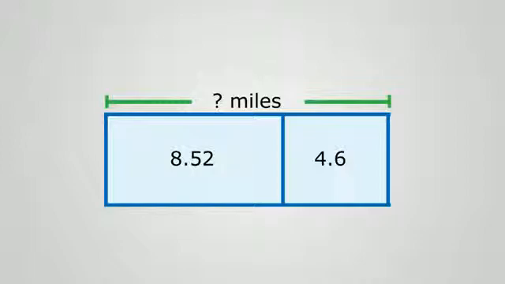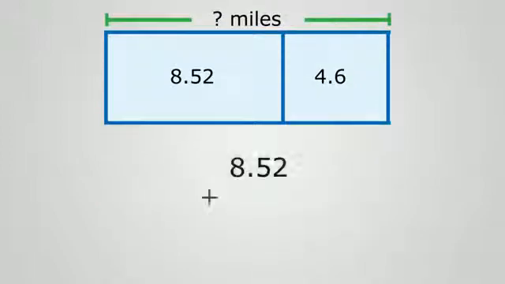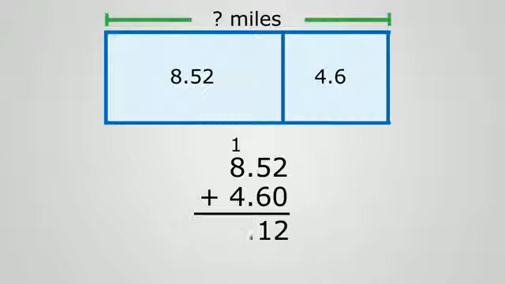Now add the numbers. Be sure to line up the decimal points. Write zeros as placeholders. Add the hundredths. Add the tenths. Regroup if necessary. Add the ones. You rode 13 12/100 miles. Here is the solution on the bar diagram.